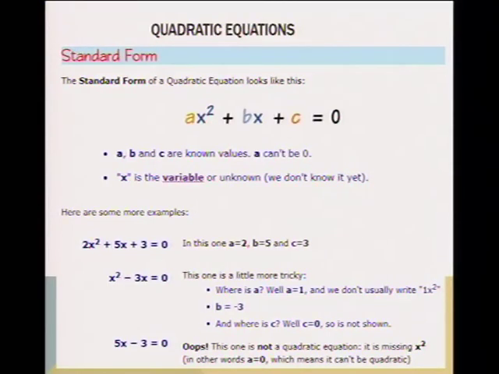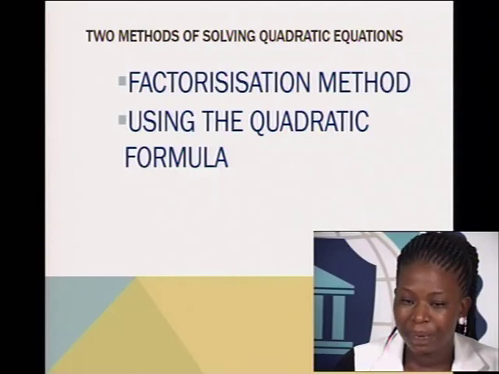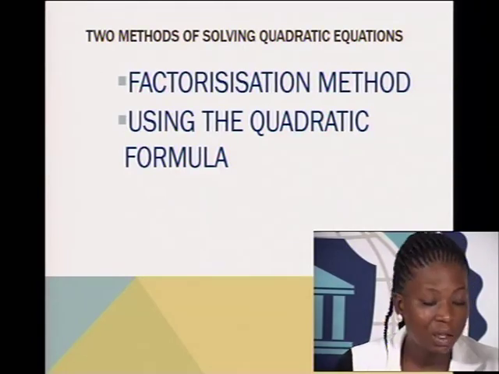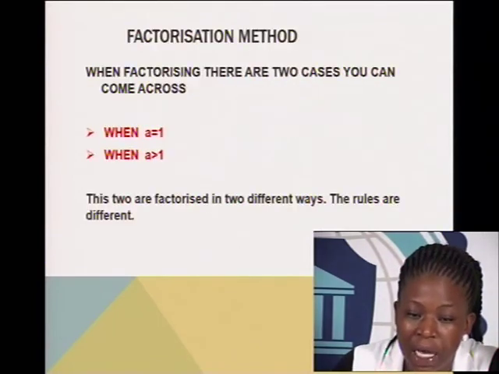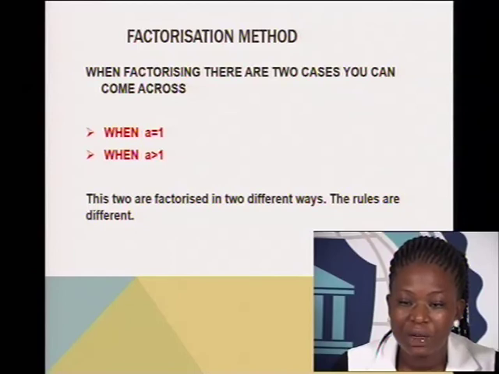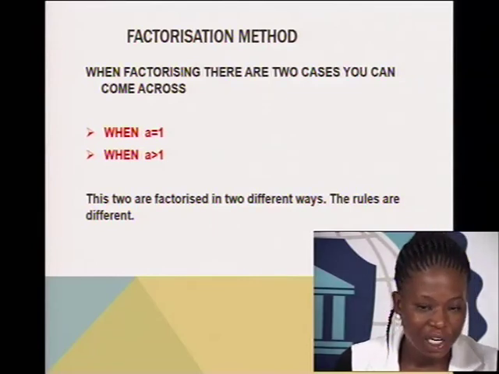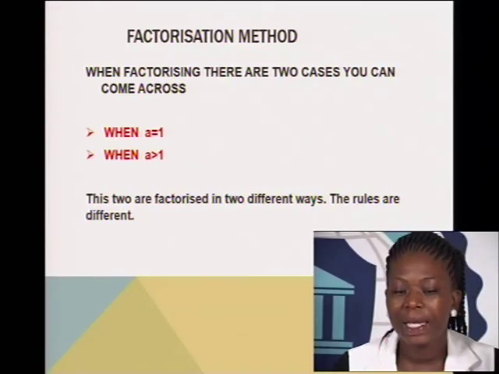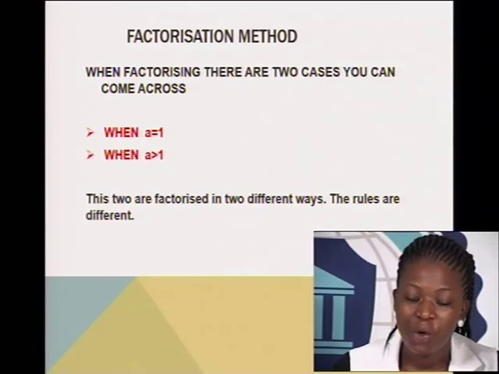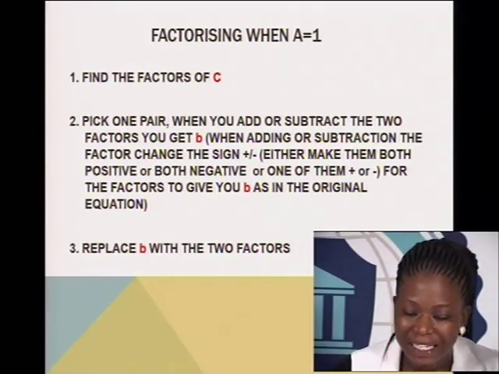Okay? Now the way we solve quadratic equations, you can use the factorization method or you can use the quadratic formula. These are the only two methods that you can expect either in your exam or in the assignment. But these are not the only ways on how we solve quadratic equations. Factorization, when we factorize, there are two different ways on how we factorize. We look at the coefficient, which is a. Is a equals to 1, or is a greater than 1? When a is equals to 1, the way we factorize is not the same as when a is greater than 1. Okay, when a is equals to 1, what we do is we look for the factors of c.